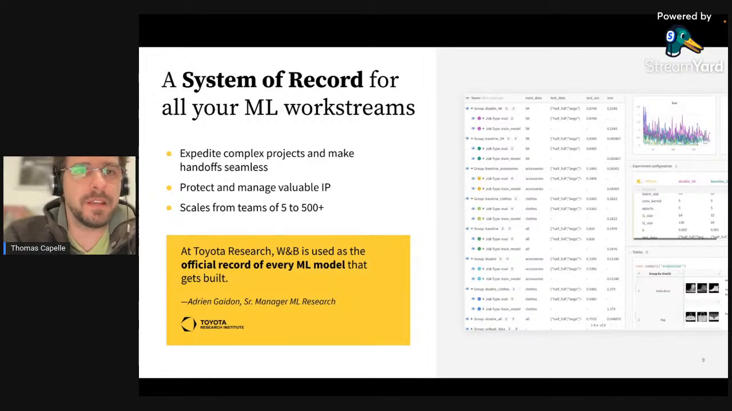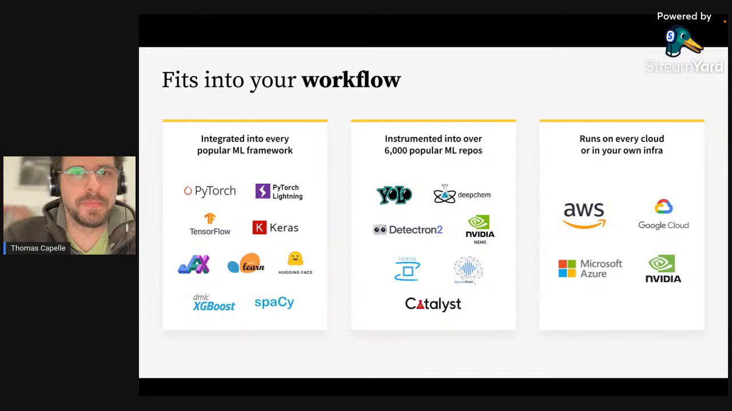Finally, you have a system that is ideal for recording all your workstreams. You can complete your full project using our infrastructure, our Weights & Biases tools. You can manage and protect your intellectual property, and this can scale for teams from 5 people to 500 people. We have clients like Toyota that use this and record every single model they train using Weights & Biases.